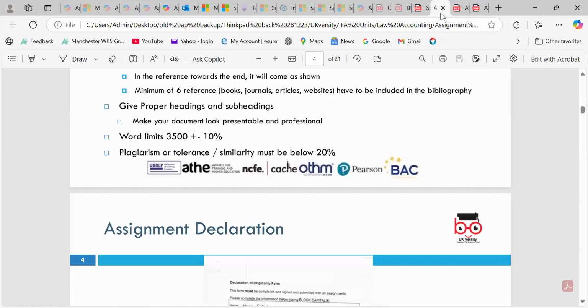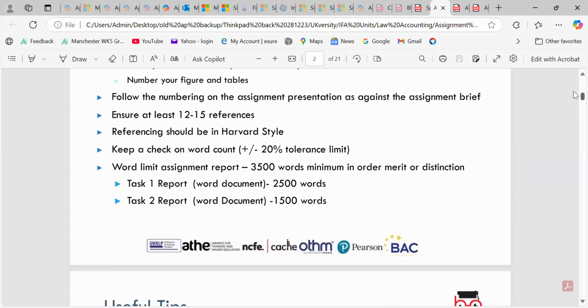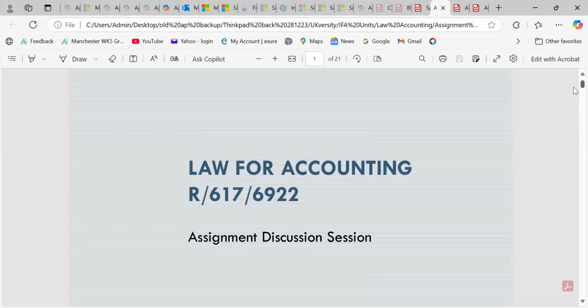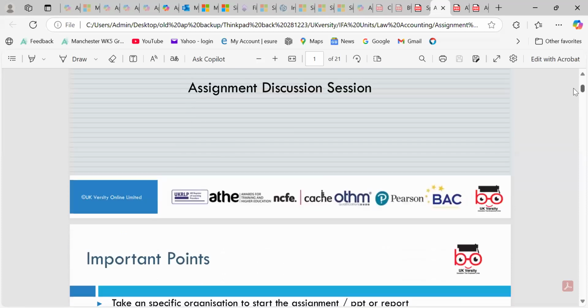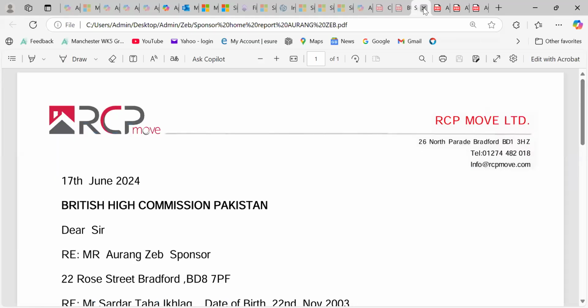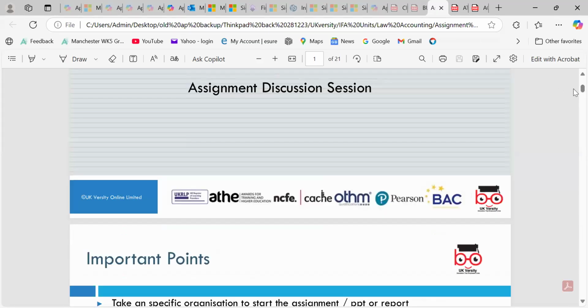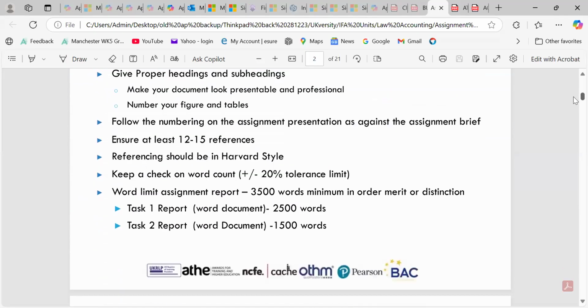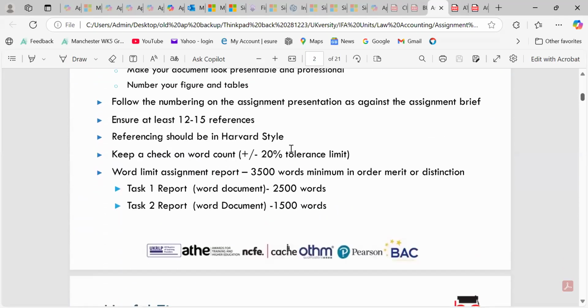Like we had a discussion last lesson about LO4. If you look here, this is the assignment discussion. Sorry, I'm opening a document. This is the guidance. How many words do we need approximately? 3,500 words. It can be more, it can be less. The word count is only for guidance, so you will not be penalized for the words.